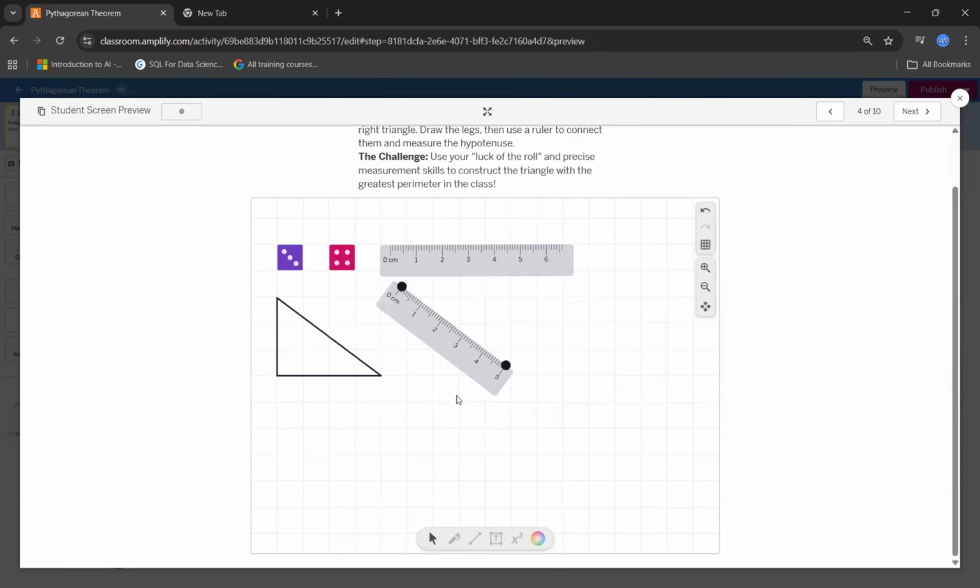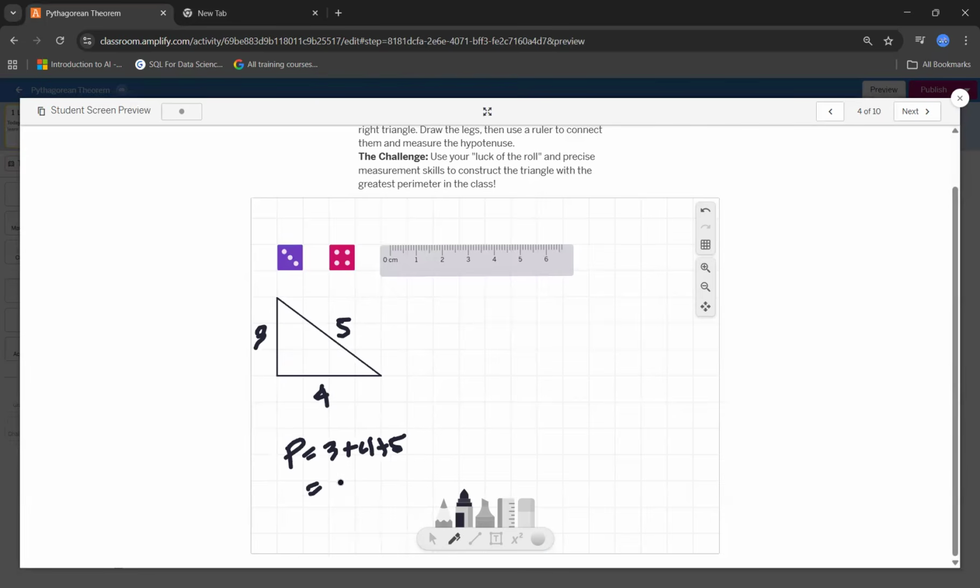Okay, so let's remove that for now and click the pen or drawing tool here, and we will use the marker to label everything. So this is three, this is four, and this is five. What do you think is the perimeter of this one? We're just going to add everything: 3 plus 4 plus 5 gives us 12. So we have a 12 cm perimeter.